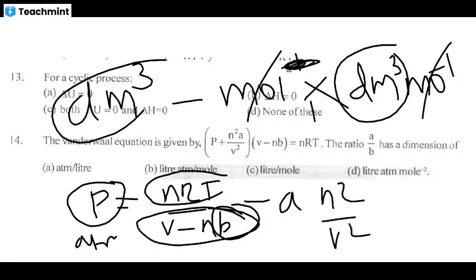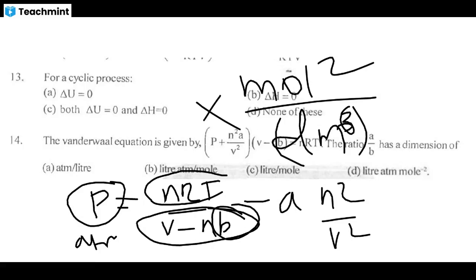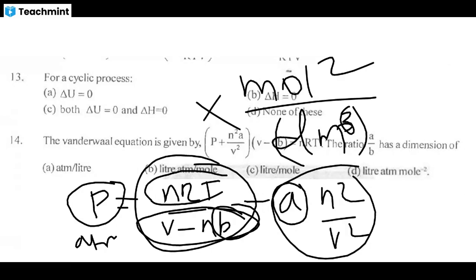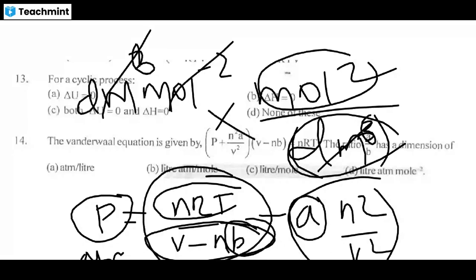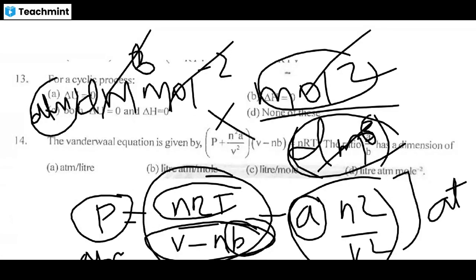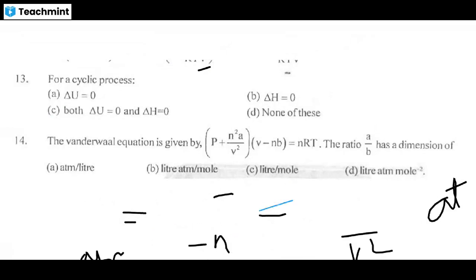Like that for the unit of a, you see a into n squared by V squared. n squared is mole squared, divided by V squared, which is decimeter cube squared, meaning decimeter 6. Then the whole unit should be atmospheric pressure. So the unit of a must be atmosphere decimeter 6 mole power minus 2. Cancelling out, you get atmosphere, so the unit should match. That is simple mathematics. If you find the units of a and b, then put a by b units, you find the answer.